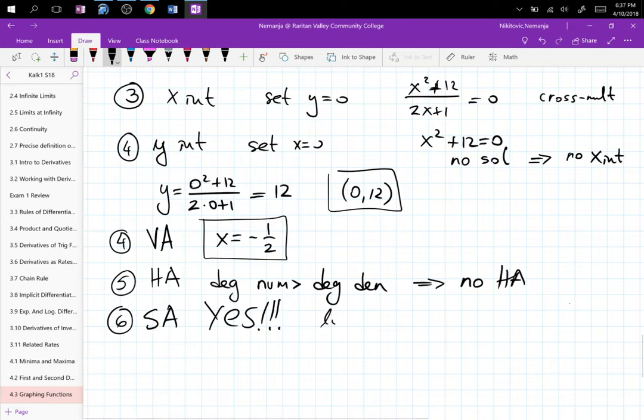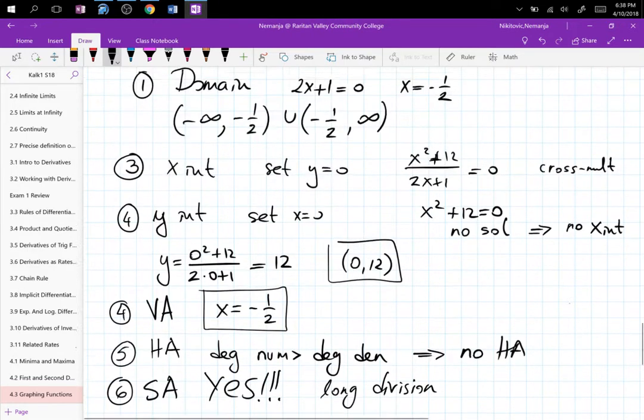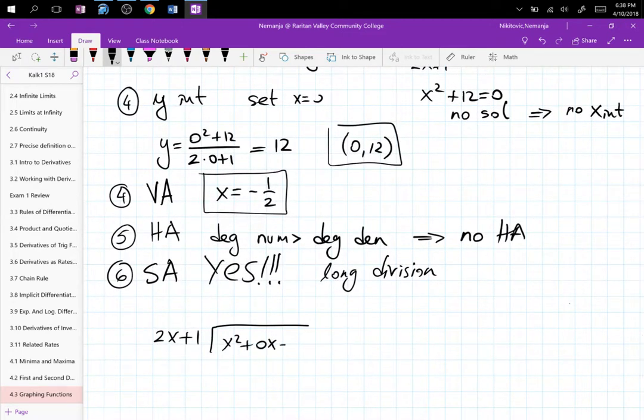So, long division. You can do synthetic, but we're lucky here that we don't have to write that it's linear, otherwise you wouldn't be able to. So what do I have? I have 2x plus 1 divided into x squared plus 0x plus 12. I put that placeholder there.